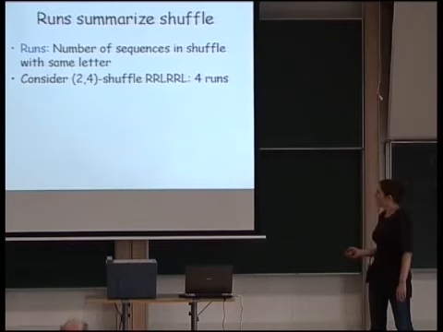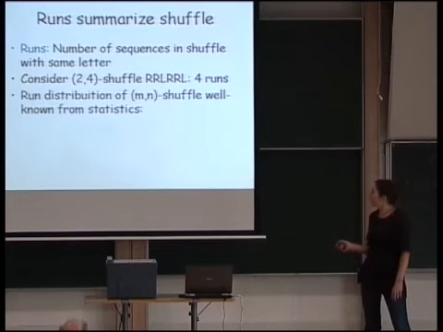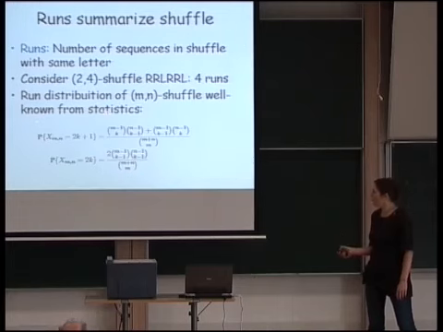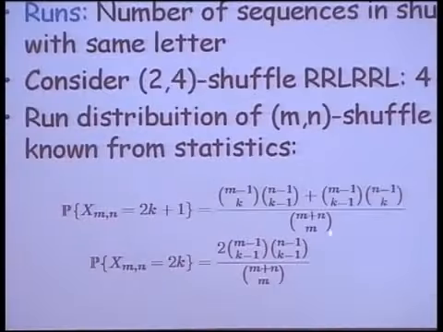And in general, it is known from statistics that an MN shuffle, so M L's and N R's, has the following distribution. XMN would be the random variable for the number of runs of an MN shuffle. Well, we have to distinguish whether this number is even or odd, and we have a function of those binomials. So easy to calculate. But now we have a statistic for one single shuffle.